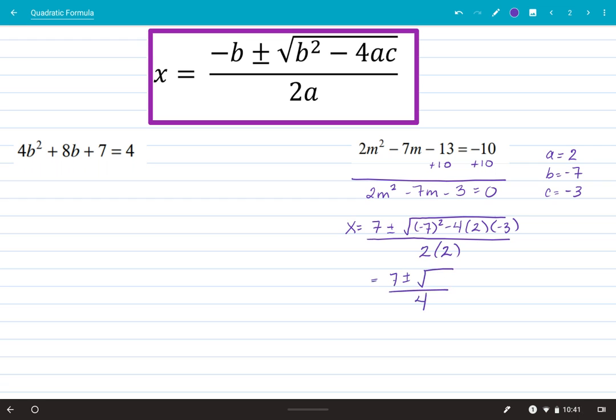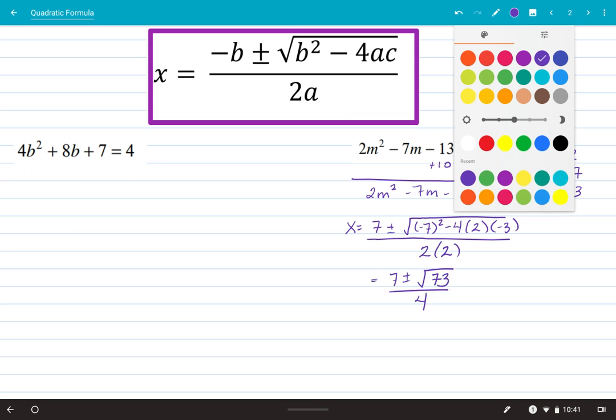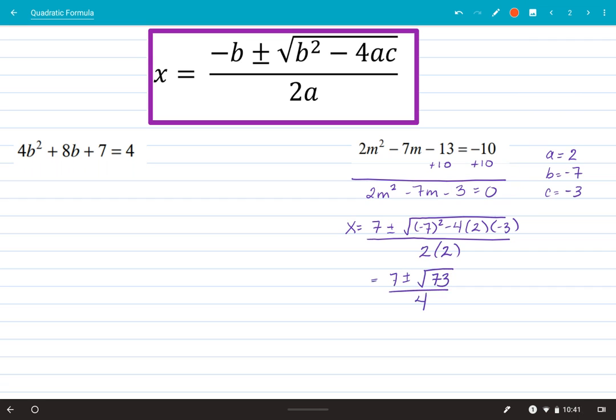That's the easy part. Now bring in the calculator. Negative 7 squared minus 4 times 2 times negative 3. I'm going to get 73. Now, on your Google assignment, you're going to have to find the answers as decimals. So what I would do is go ahead, take the square root of 73.